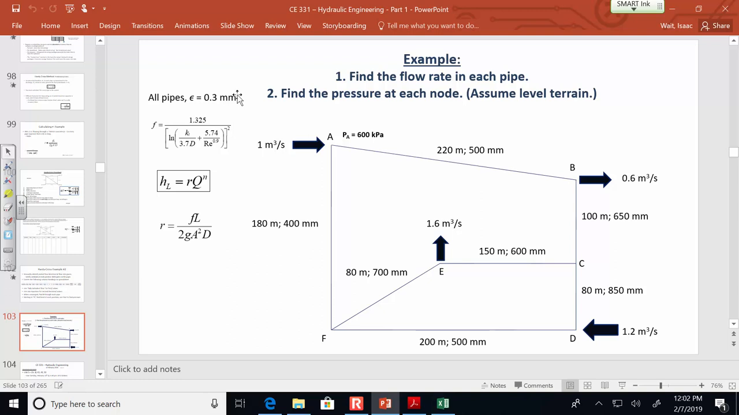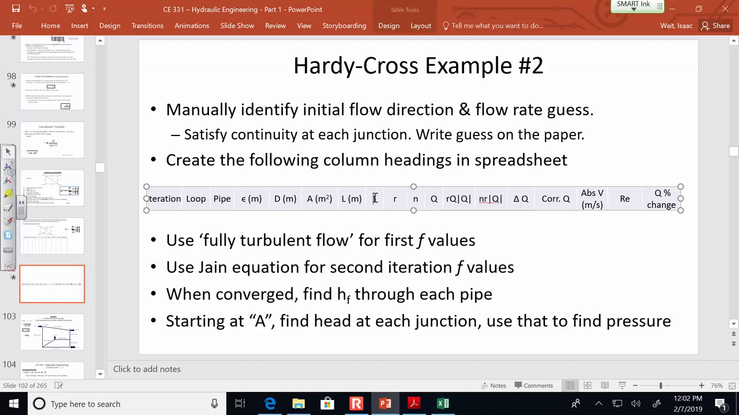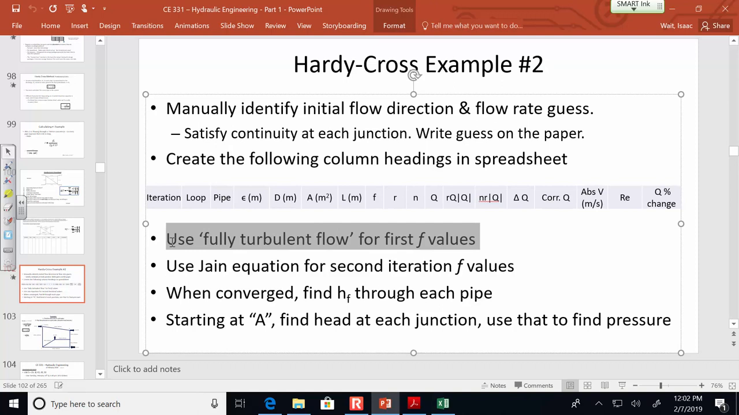So as is implied by all of these column titles, you're going to have to calculate the F value before you calculate R. And since we don't know initially how much flow is going through each pipe, for our first guess of the F values we'll use the fully turbulent flow assumption, and then when we do have flow rates, we'll use the Jain equation for subsequent iterations.